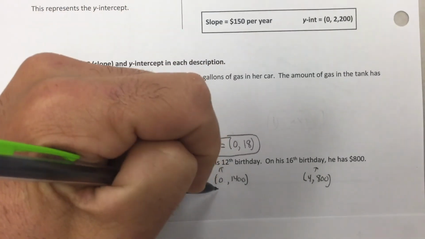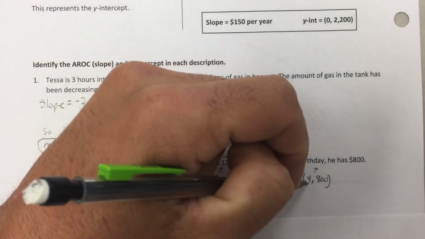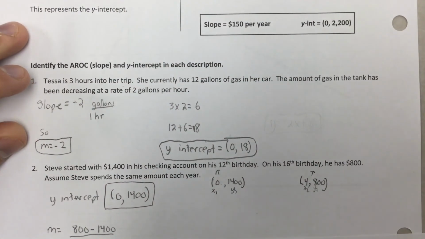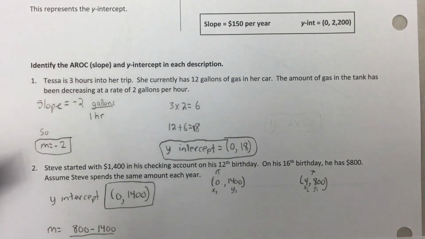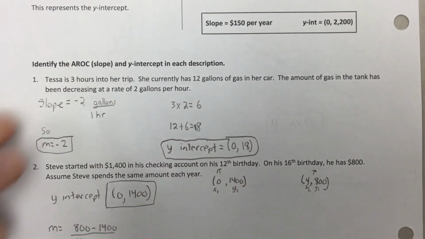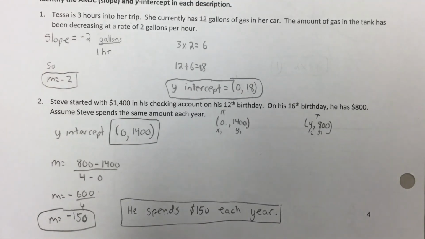So that's my x1, my y1, my x2, and my y2. So then I'm doing 800 minus 1,400, y2 minus y1 over x2 minus x1, 4 minus 0. And that would give me negative 600 over 4, or a slope of negative $150. So that means he spends, and since it's negative, he spends $150 each year. And there is my work for that. Sorry about that.